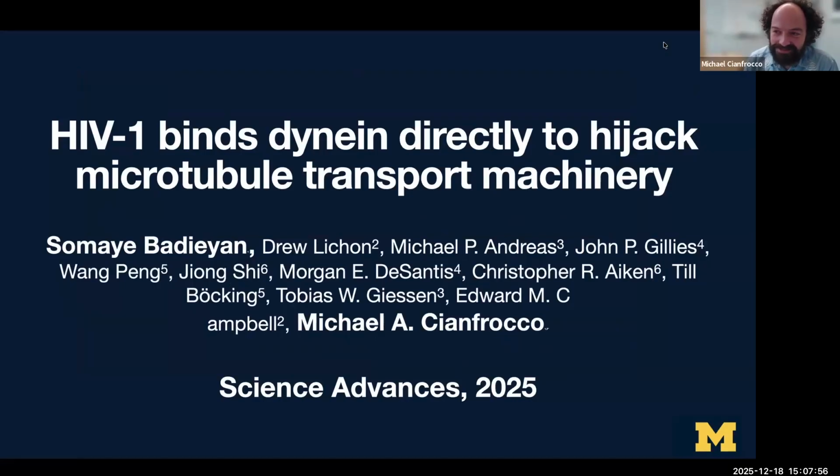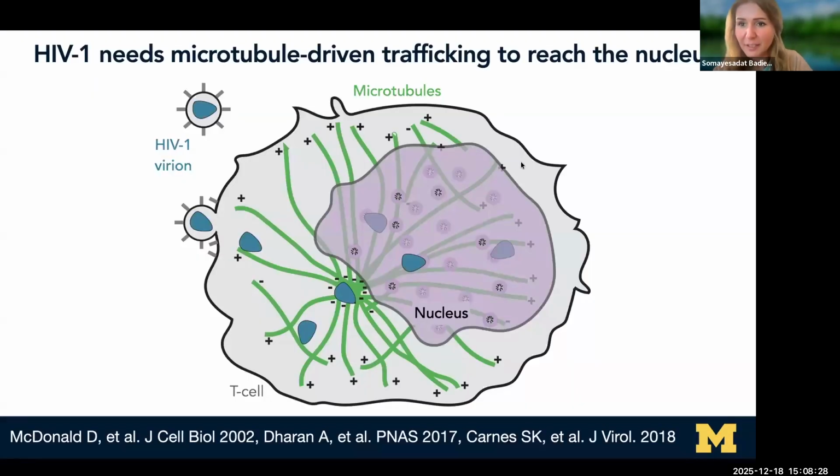Like many things in science, it's much harder than you think it is, but we were excited, and Somaye was also excited. So here, Somaye, you can sort of take off. Sure. Thank you, Mike. And again, thank you for inviting me to this podcast. As you can see, the title is HIV-1 binds dynein directly to hijack microtubule transport machinery. But actually, it was a very surprising outcome of this study, and we didn't really know at the beginning.